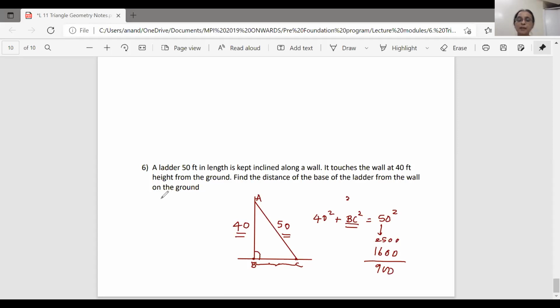Now see, 3, 4, 5 was our basic Pythagorean triplet. Into 10, I have got another Pythagorean triplet. See if you can design some more Pythagorean triplets using this trick. Okay, we will continue with our discussion on Saturday. So we stop our discussion for today.